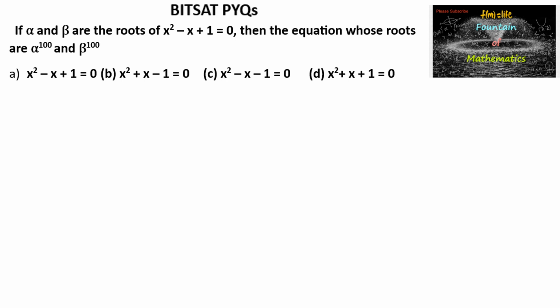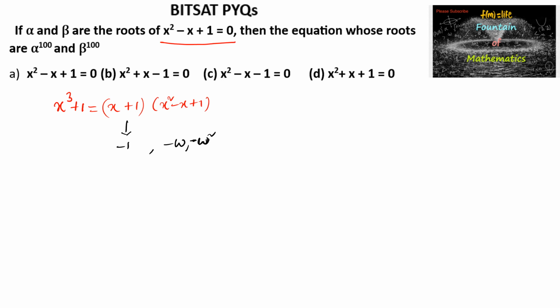Given a quadratic equation x square minus x plus 1 equals 0, whose roots are alpha and beta, we need to find the equation whose roots are alpha power 100 and beta power 100. So first of all we should understand x power 3 plus 1 is equal to (x plus 1) into (x square minus x plus 1). So here minus 1, minus omega and minus omega square are the roots for the equation x power 3 plus 1 equals 0.